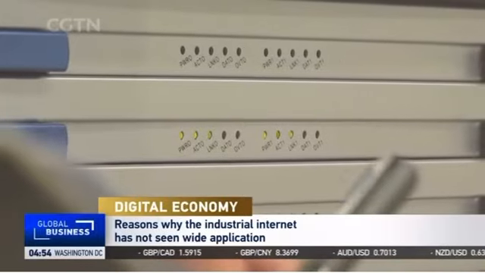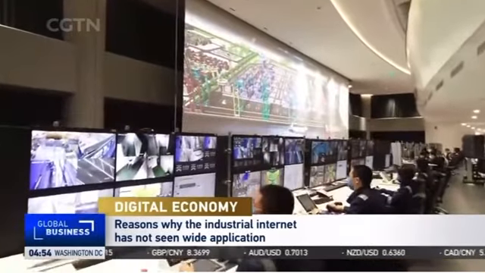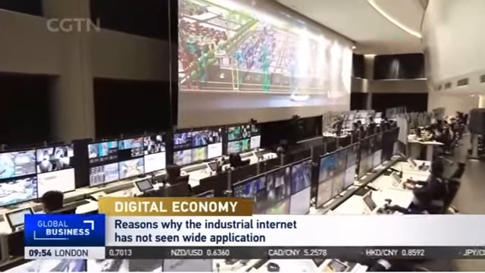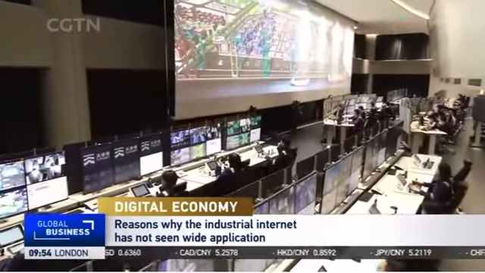Finally, I think the governance of industrial internet needs to be further improved. We actually need more regulations and criteria to follow.